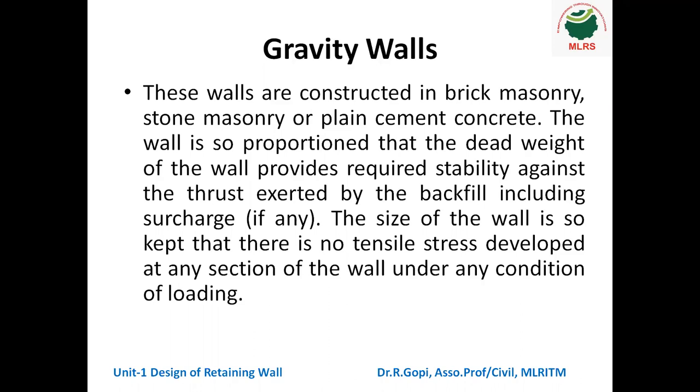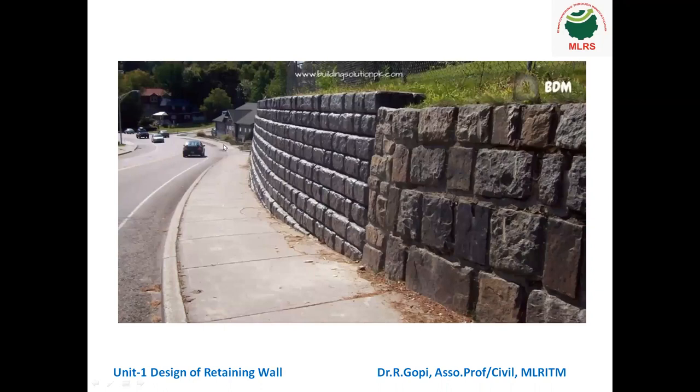Why? We know that all of these are brittle materials, whether stone, concrete or brick. All brittle materials are strong in compression but very weak in tension. So we have to resist the tensile stresses in the walls, and we have to check the stability conditions. Students, here you can see a highway. On that side, a gravity retaining wall of smaller height is constructed using rubble stones only.